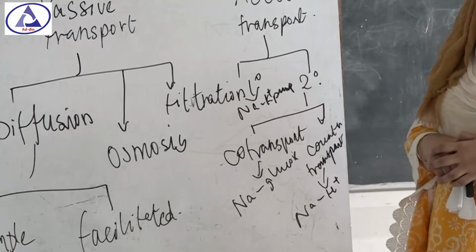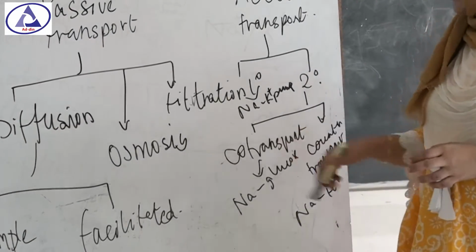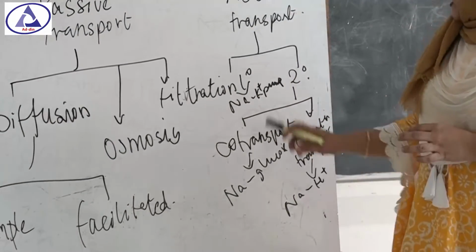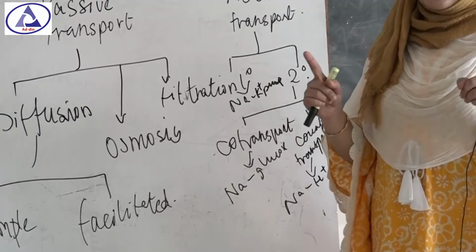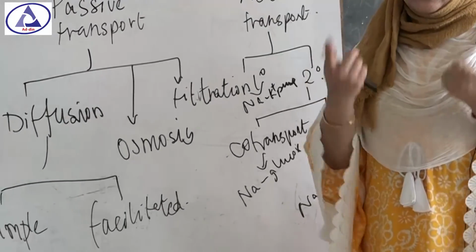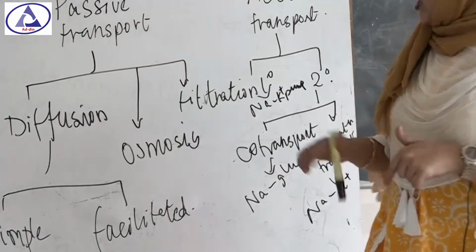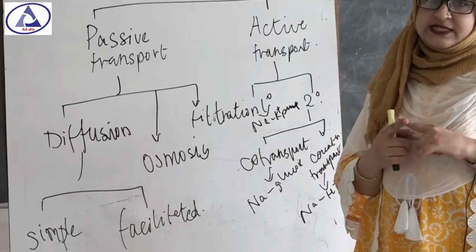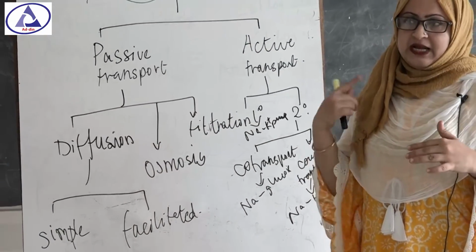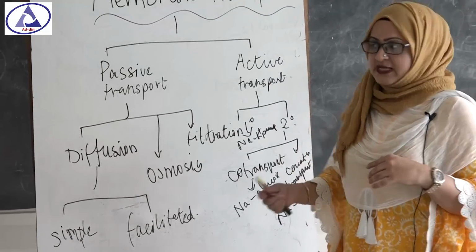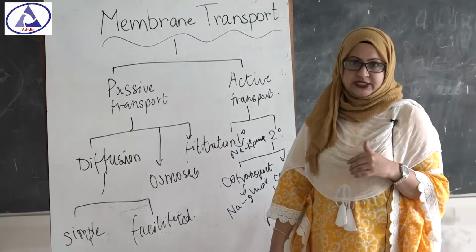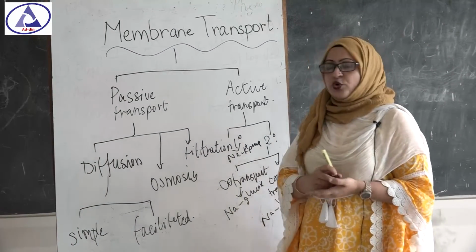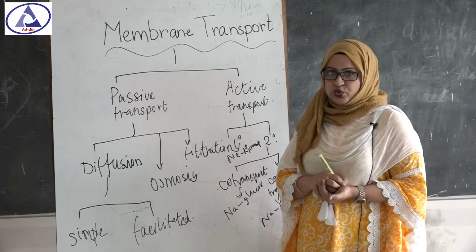The secondary active transport is further divided into co-transport and counter-transport. In case of co-transport, 2 substances are moving together into the membrane or out of the membrane. Whereas in case of counter-transport, one of the substances is moving into the cell and the other substance is moving out of the cell. An example is the sodium-hydrogen channel. And in case of co-transport, the example is sodium-glucose.